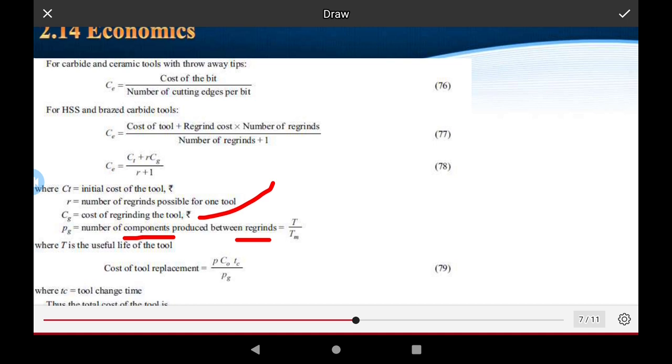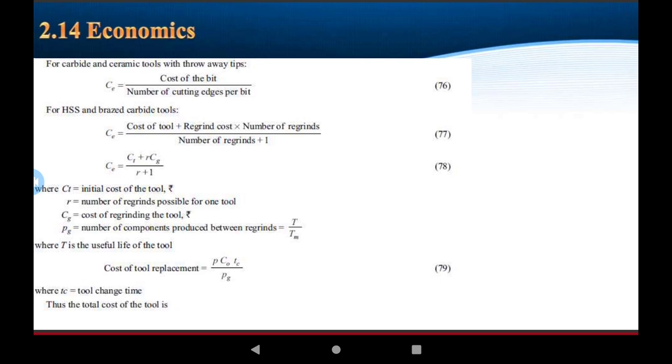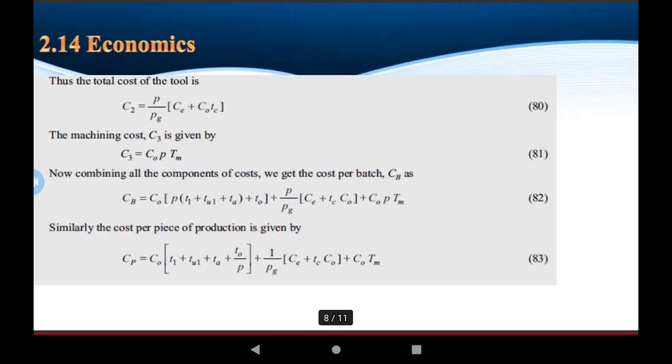T is the useful tool life time, and Tm is the machining time of the tool. Cost is C naught upon TC upon PG. TC is the tool change time. TC is the tool change time, and the other is the tool cost of the tool.